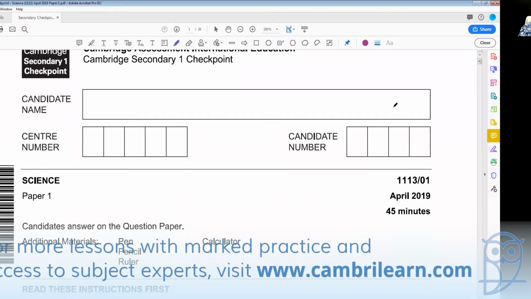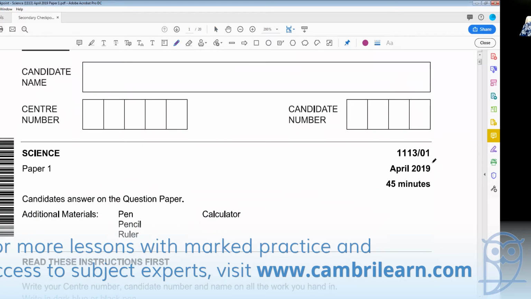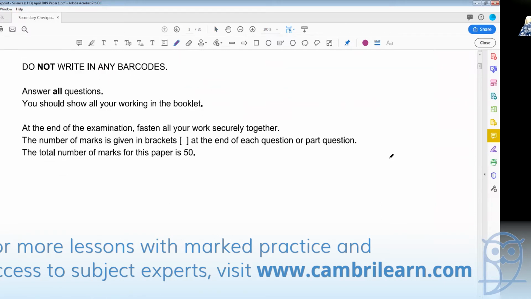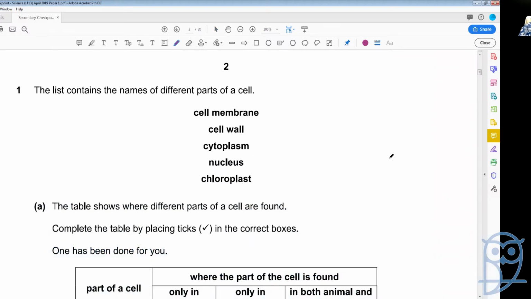So this is the paper from April this year. So I'm going to go through it and explain as I go what the questions are asking and how to do them. So let's start with question 1.